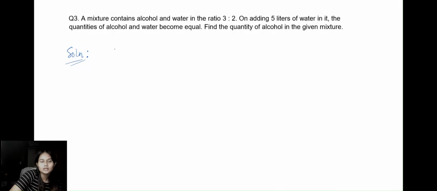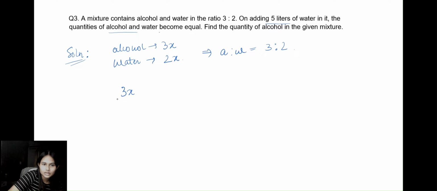Now we know that it's given to us alcohol is 3x and water is suppose 2x. That's how alcohol is to water gets 3:2. Given that 3x by 2x. Now if we add 5 liters of water, we are adding 5 liters of water and 0 liters of alcohol, because it is not given that we have added any alcohol further.